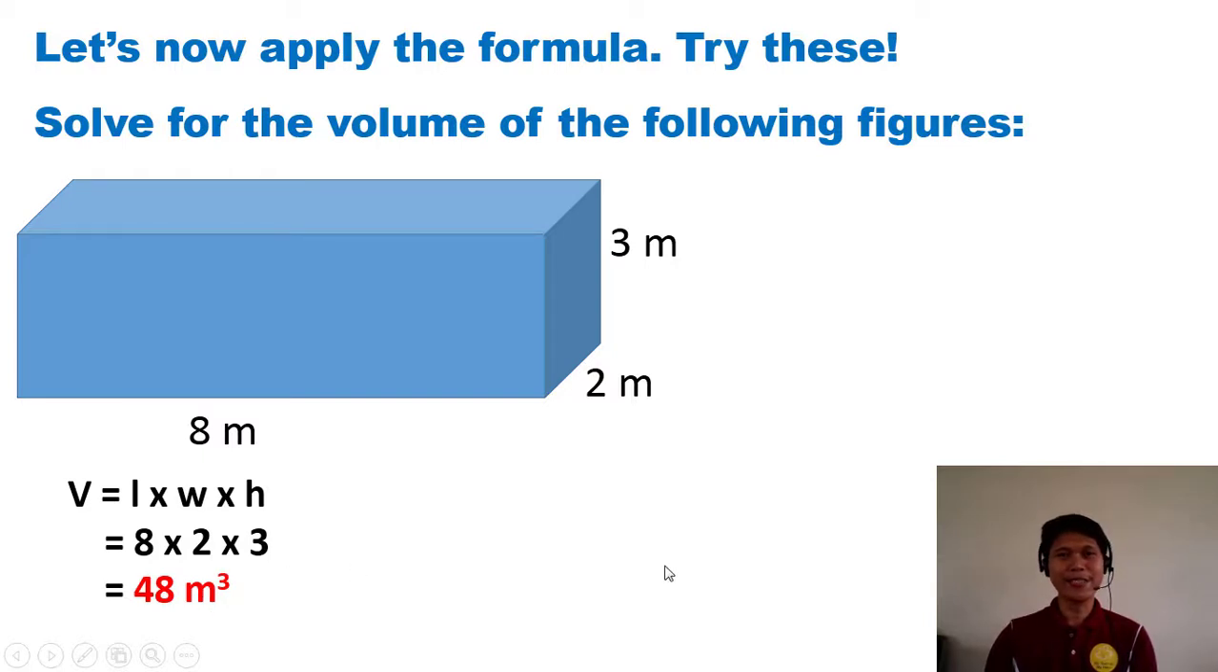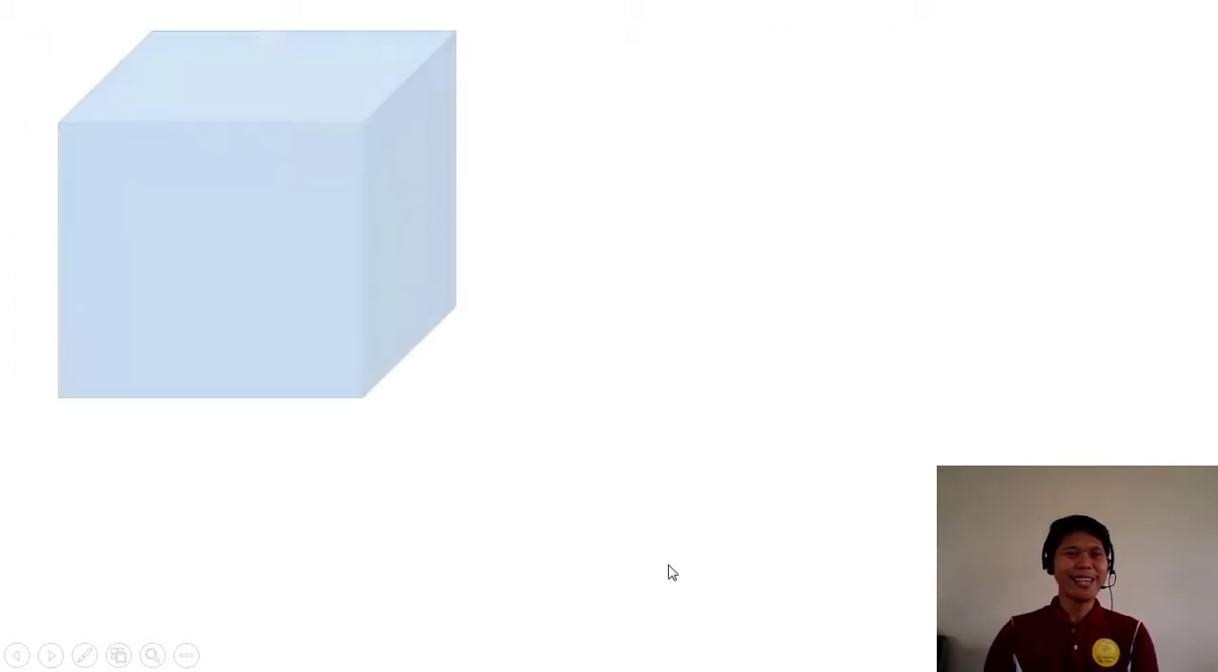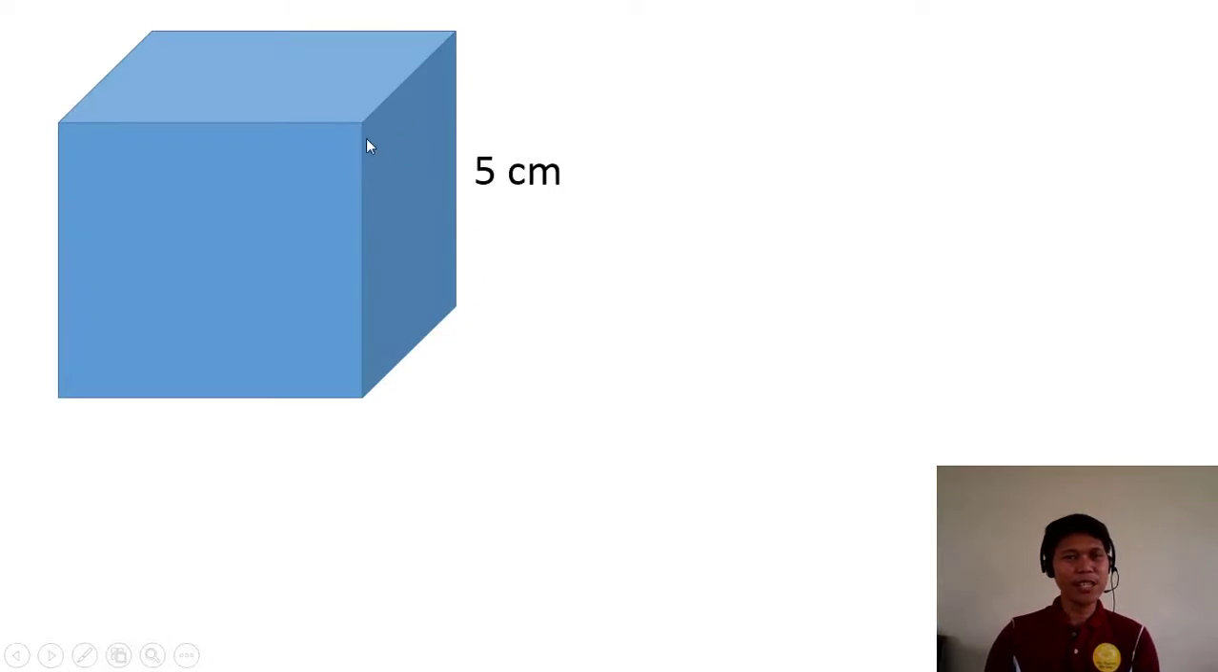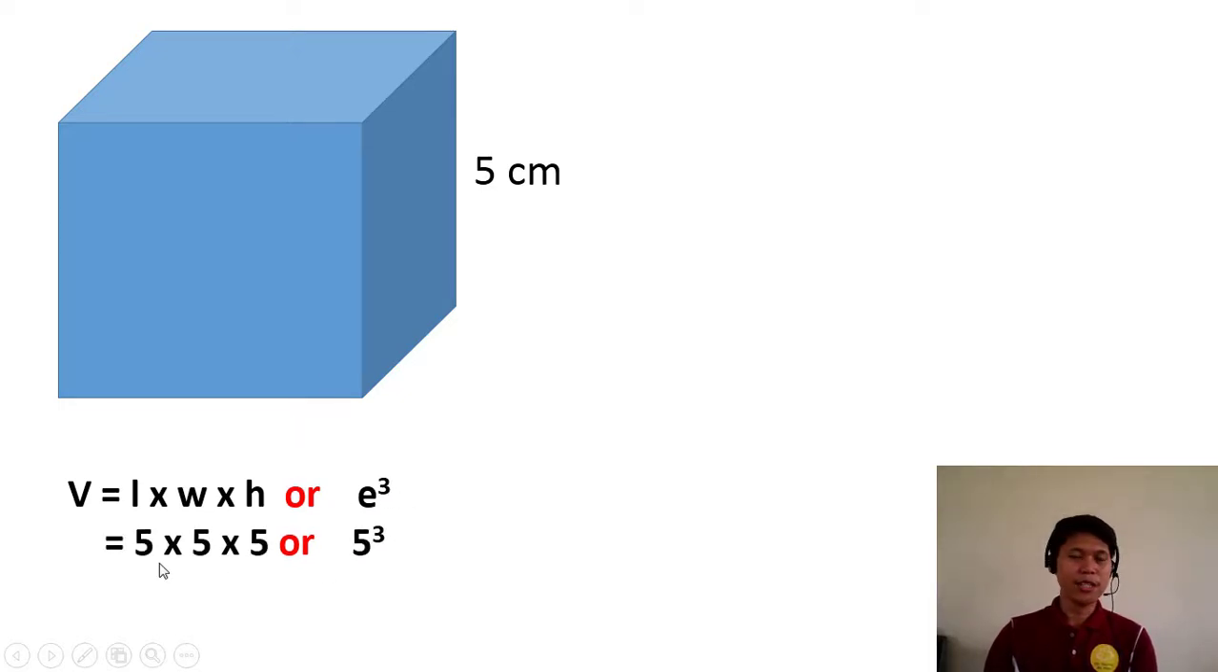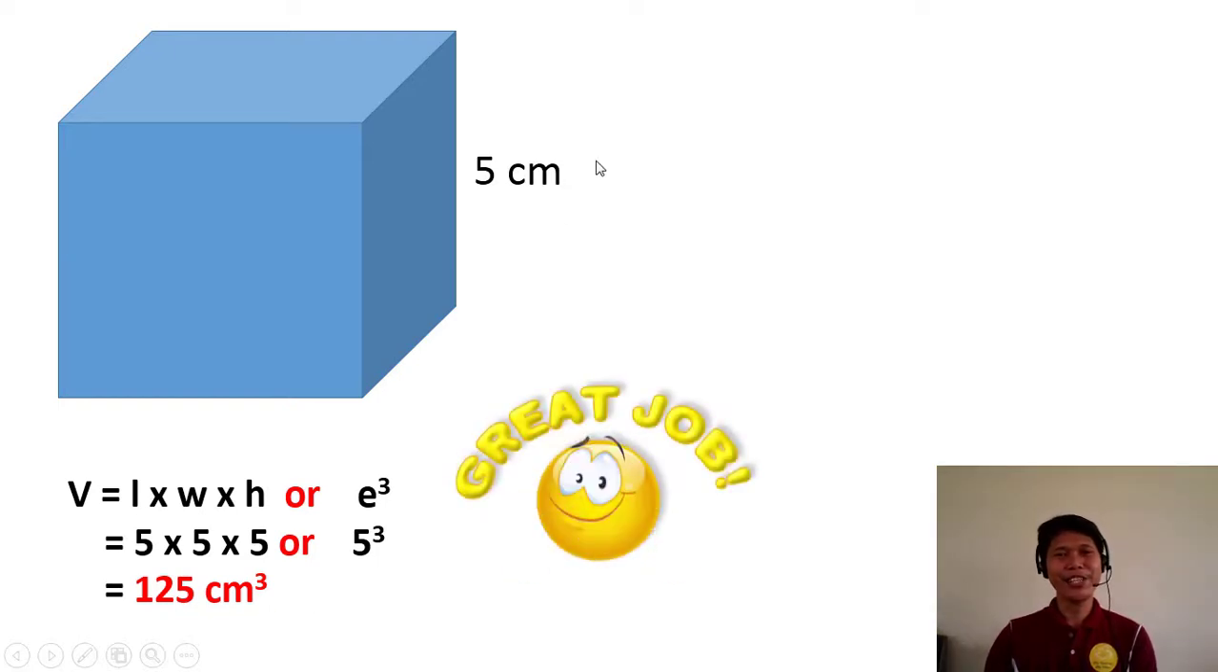Did you get the correct answer? Okay, good. Next, if this is a cube and given that it is 5 centimeters, then what's its volume? Go. Okay, so I'll reveal the answer. It is length times width times height, or simply edge cubed because it is a cube. So the edge is 5 centimeters, times 5 times 5, or 5 cubed. 5 times 5 is 25, times 5 is 125 cubic centimeters. I hope that you got the correct answer.